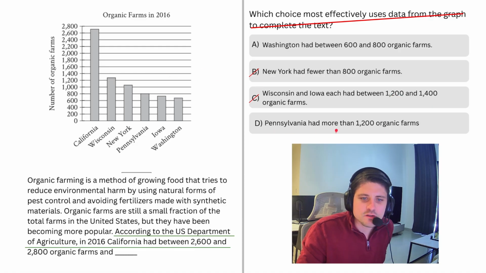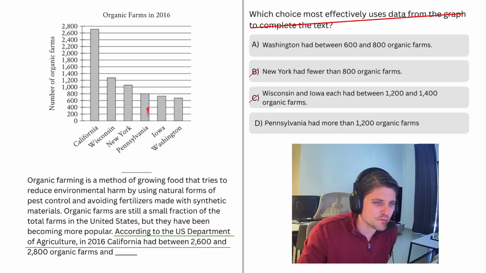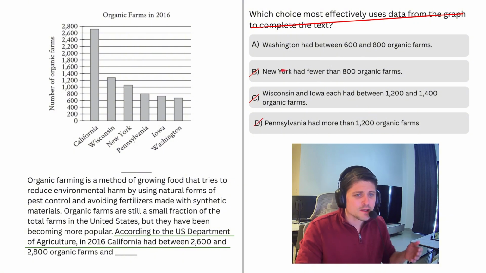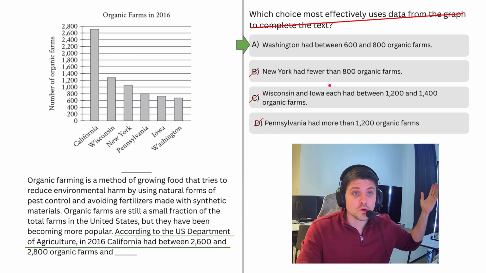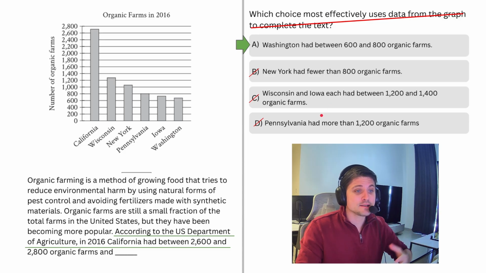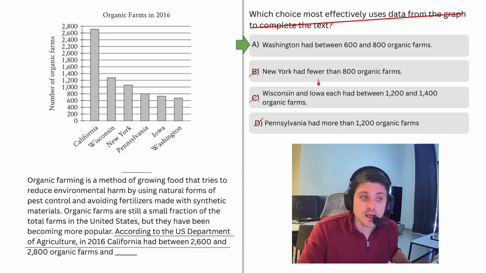Okay, D, Pennsylvania had more than 1,200 organic farms. Here's Pennsylvania, and it looks like they had just about 800. They did not have more than 1,200 organic farms. B, C, and D are all incorrect according to the chart. So A is my answer. And that's probably the easiest charts question you're going to get, something along those lines.